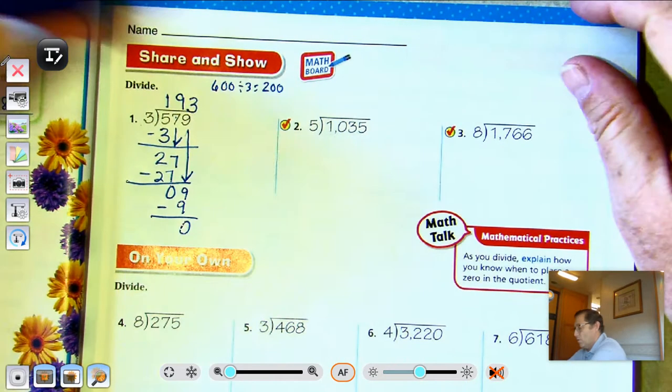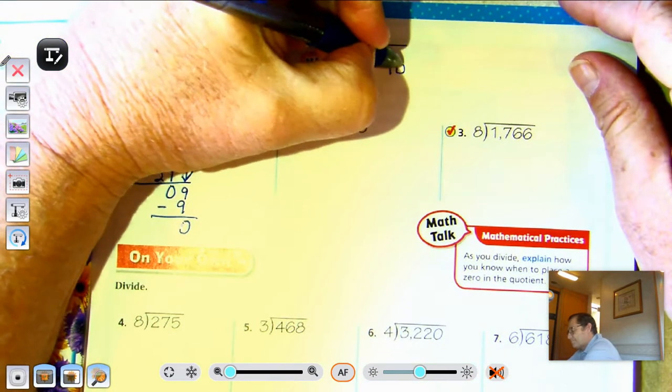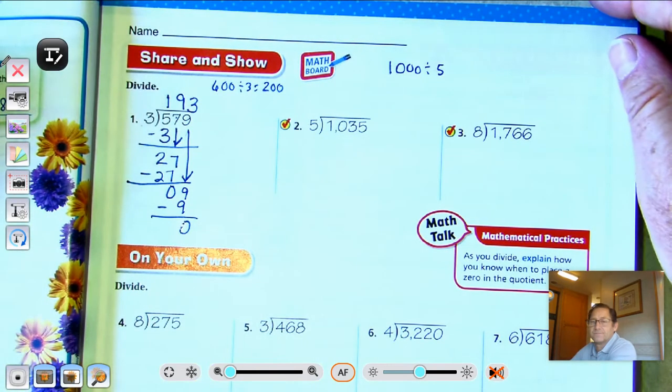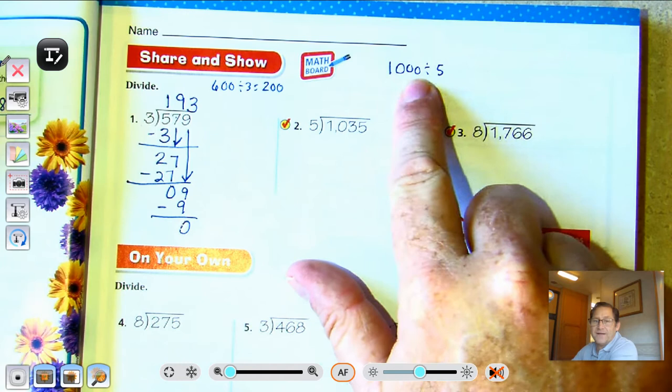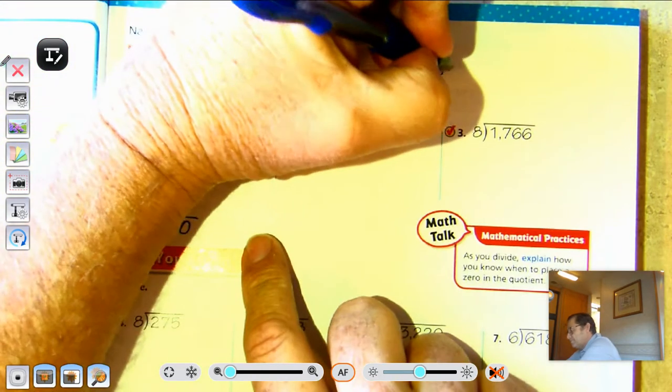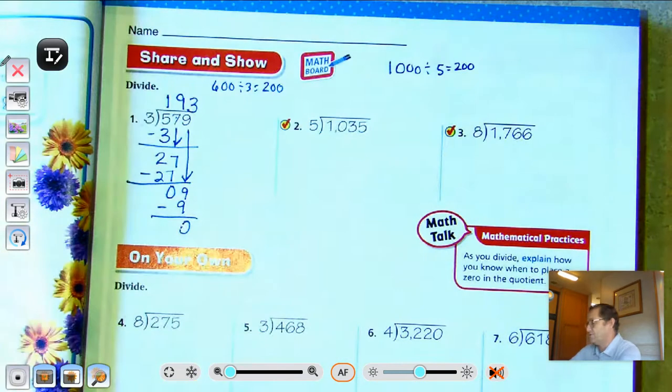Well, that's close to 1,000, right? 1,000 divided by 5. Well, let's just look at the basic fact. 10 divided by 5. It's 2. So we're going to say 200 again.